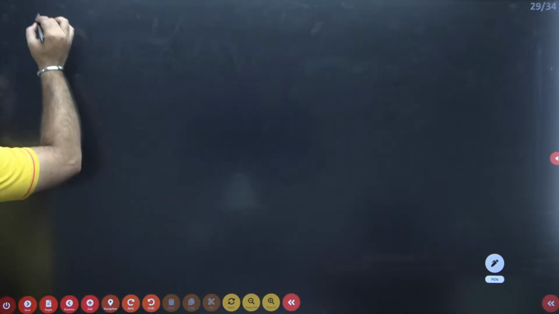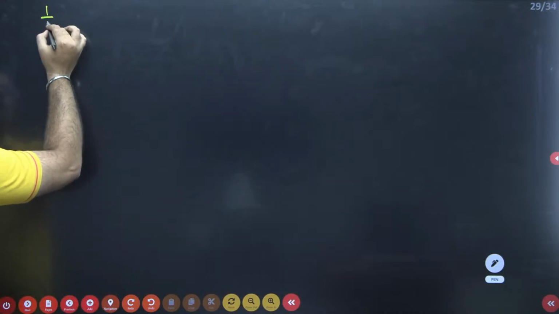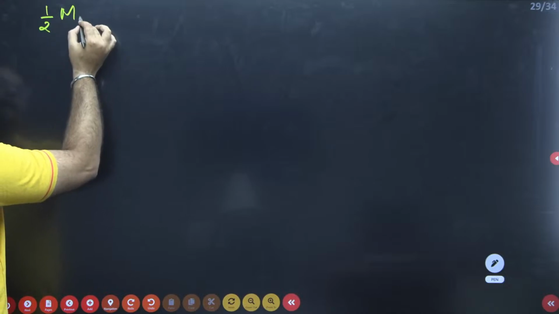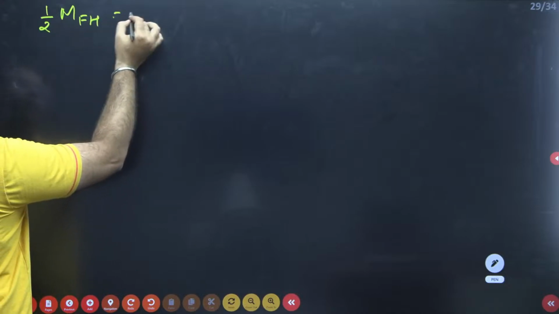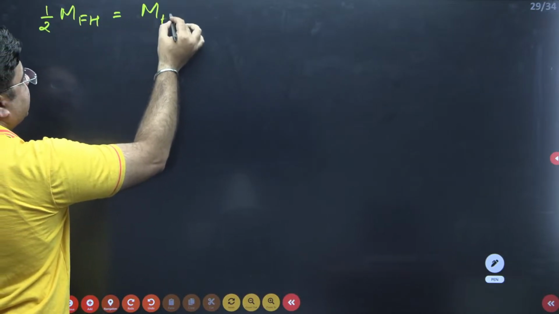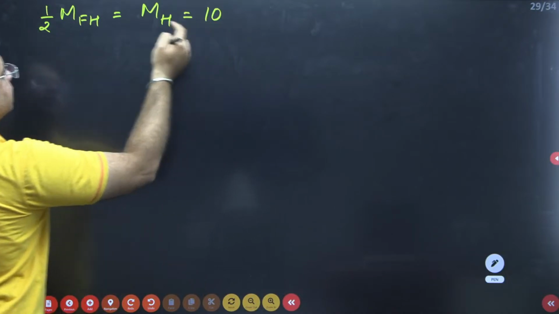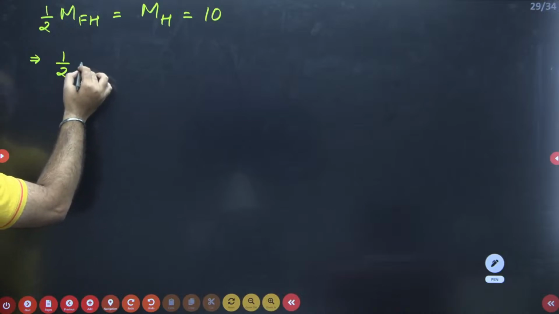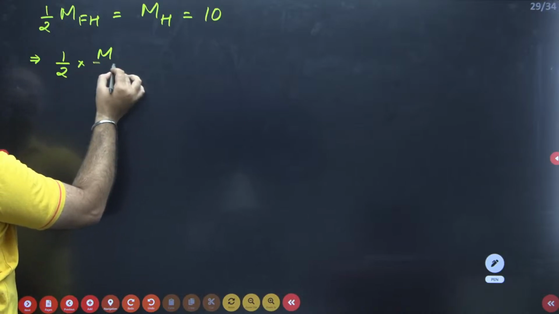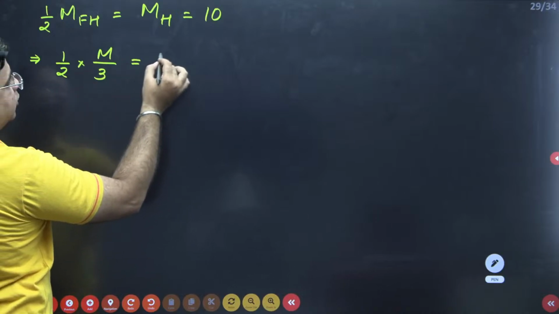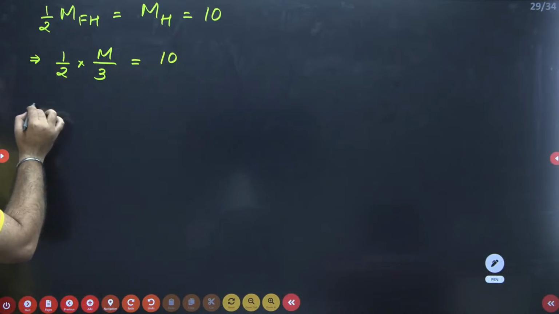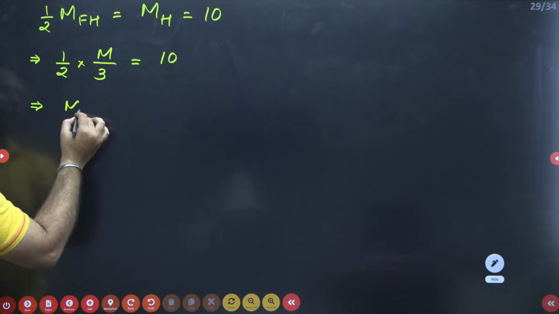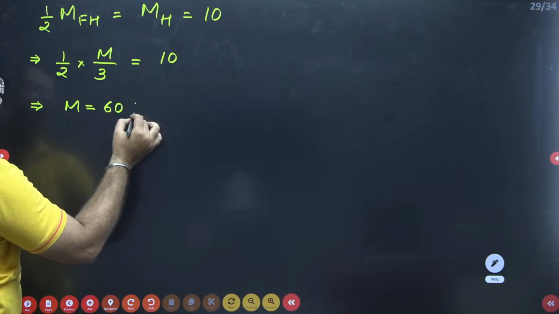So I can say half of moment FH will be equal to the moment at H, which is given as 10. This moment FH we have just now calculated. This will be total moment divided by 3, and this should be equal to 10. From here, the total moment M comes out to be 60 kilonewton meter.